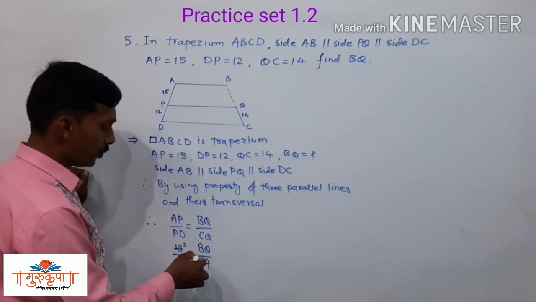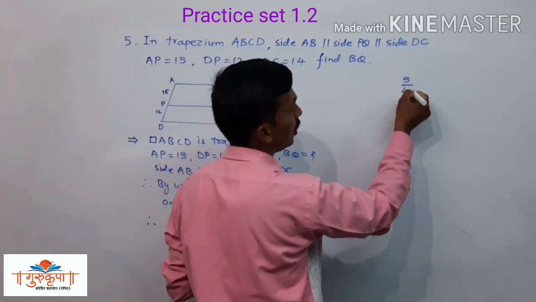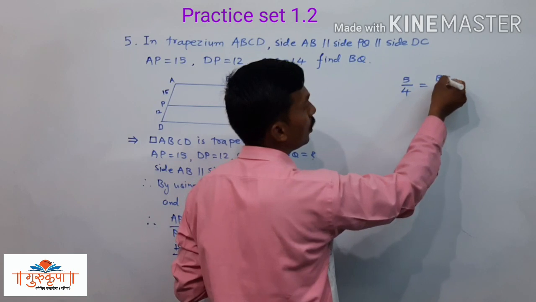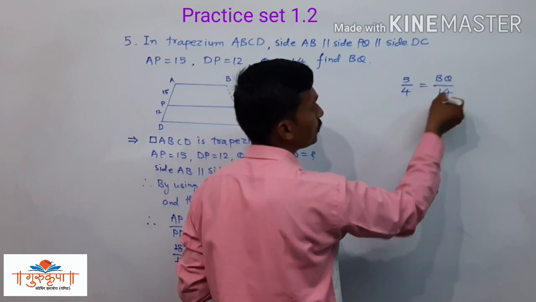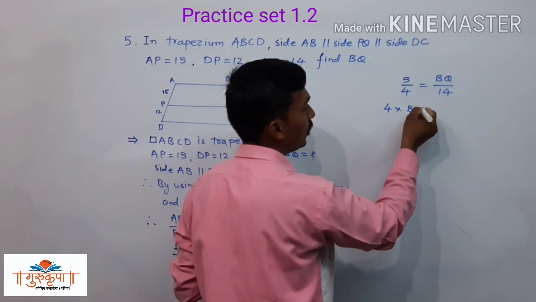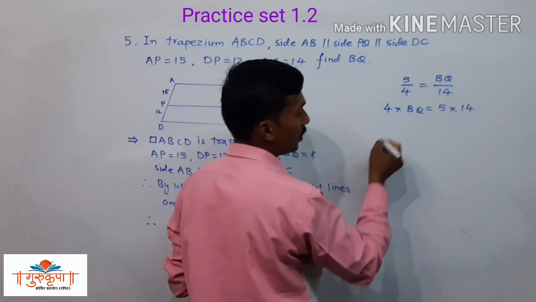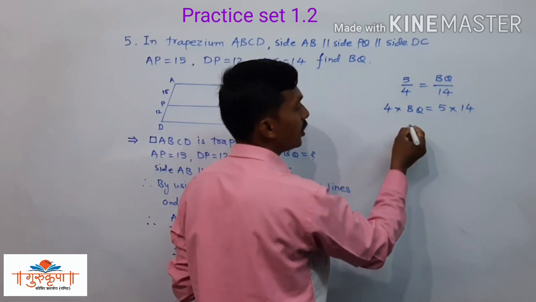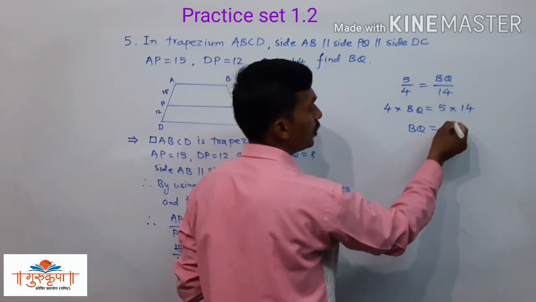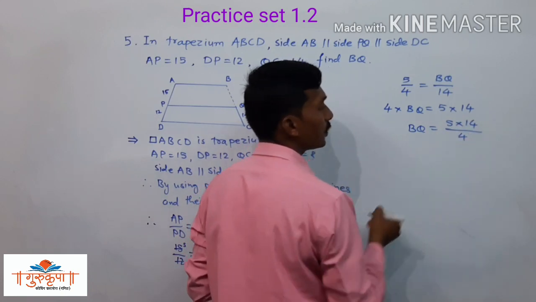We have 5 upon 4 is equal to BQ upon 14. And now take the cross multiplications. Is 4 multiplied by BQ is equals to 5 multiplied by 14. Now transfer this 4 to the right side, so we will get the value of BQ. BQ is equal to 5 multiplied by 14 divided by 4.